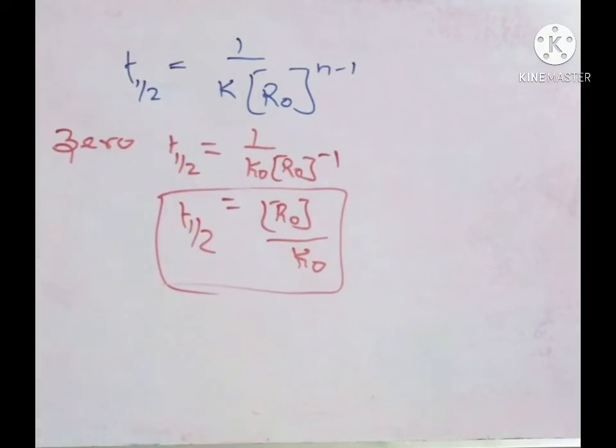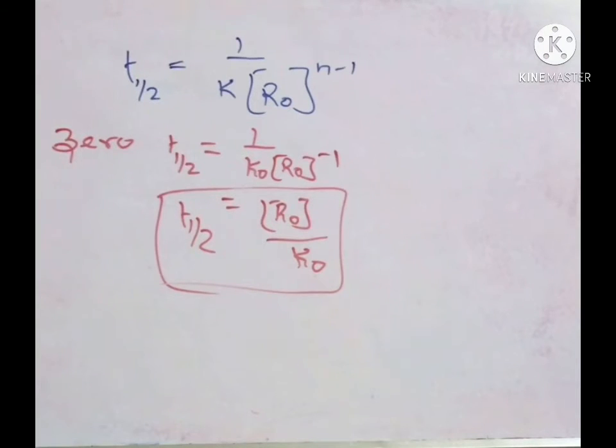So T1/2 for a zero order reaction will be R0 by K0. This is the T1/2 for a zero order reaction. The general form is T1/2 equals 1/K into R0 to the power n minus 1. For a zero order reaction, the rate constant term will become like this.